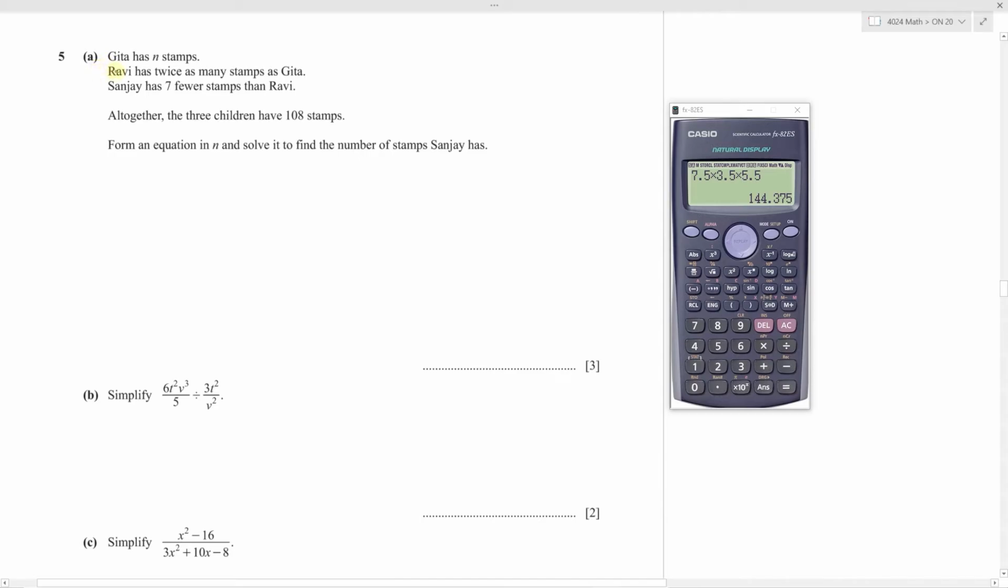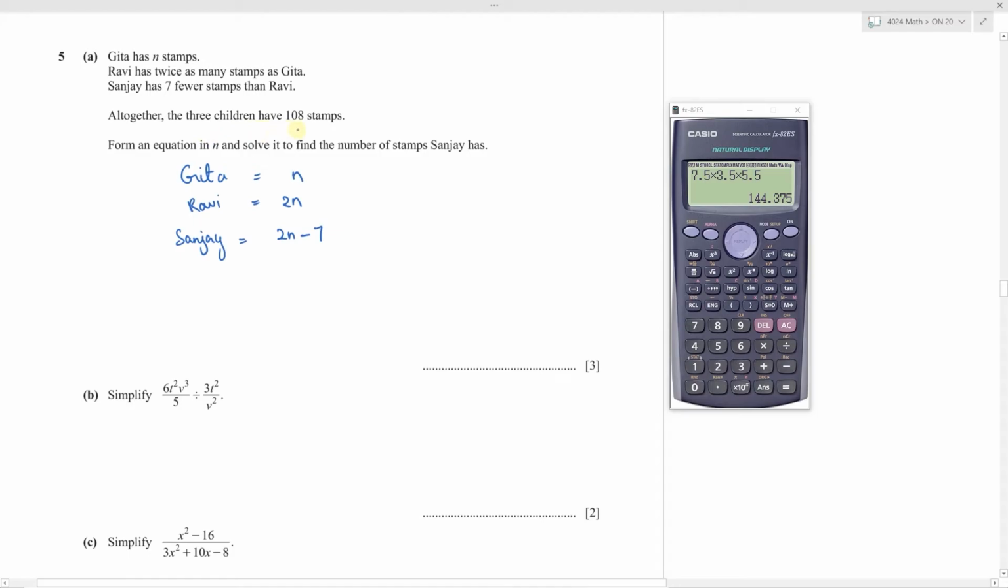Question number 5, part A. Geeta has n stems. Ravi has twice as many stems as Geeta. So Geeta has n. Ravi has twice as many as Geeta, so 2n. Sanjay has 7 fewer stems than Ravi. So Sanjay has 7 less than Ravi. So Ravi has 2n, so 7 less than 2n. That means 2n minus 7.